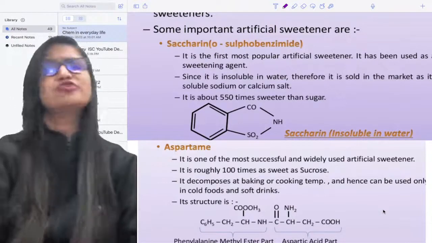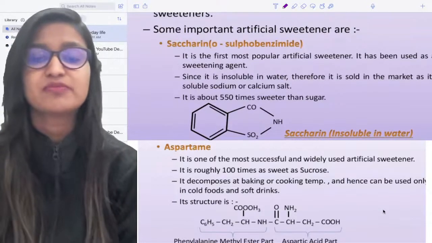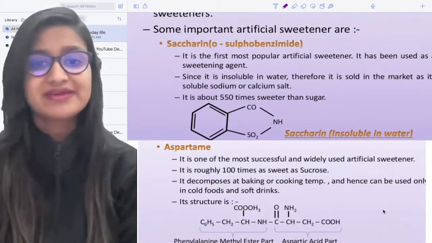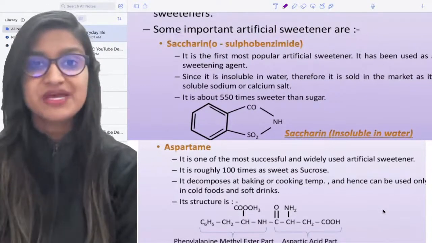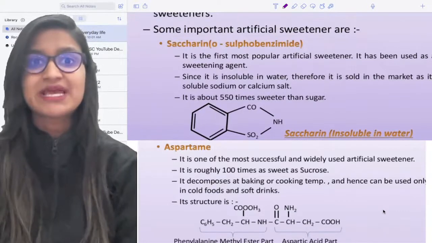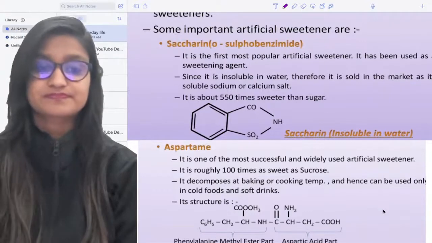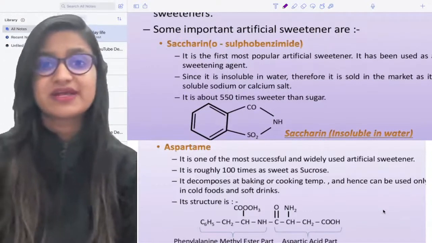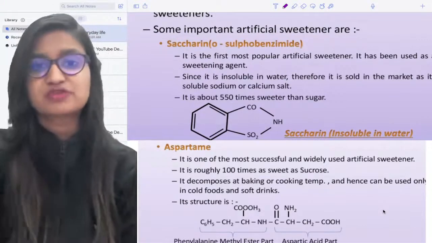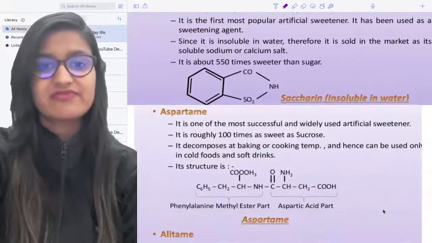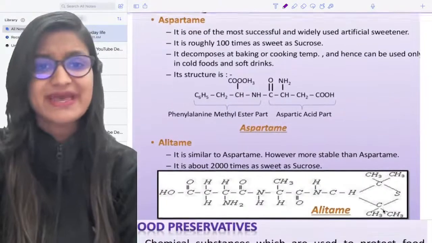It is insoluble in water, and therefore it is sold in market as its soluble sodium or calcium salt, and it is about 550 times sweeter than sugar. So can you even imagine कि it is 550 times sweeter than sugar? Okay, and it does not add that much to your calorie content, whereas sucrose and fructose have high calories. Okay, now the next is aspartame.